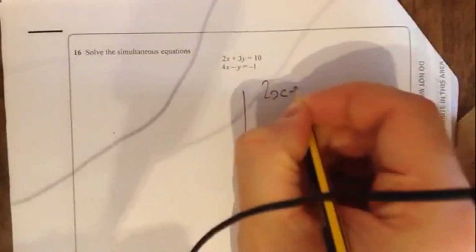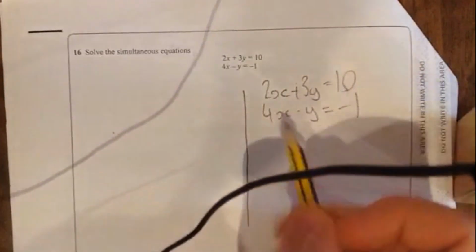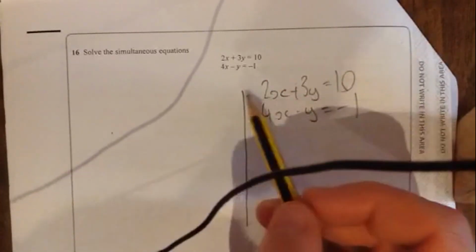Okay, solve this simultaneous equation. Right, I'm going to do it 2 ways. I'm going to do it the easy way, and I'm going to do it the way it works for every single one. Now, 2x plus 3y equals 10. 4x minus y equals negative 1. Now we need to either make the x's or the y's the same. I naturally go for the x's, but you want to see which one makes more sense.